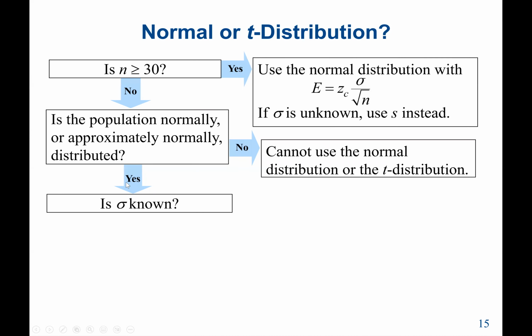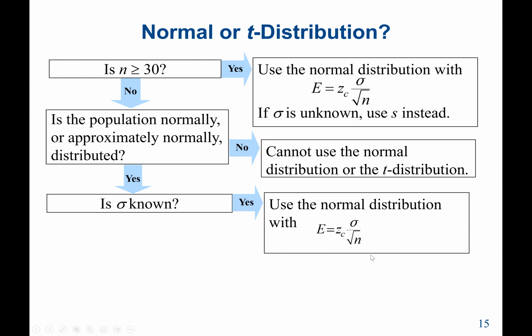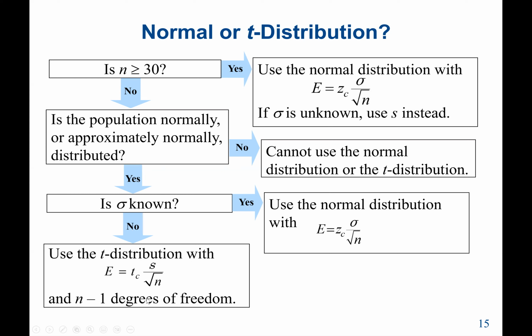Now, if it's yes, we ask whether the population standard deviation is known. If it's yes, then we can still use the ZC times the population standard deviation over the square root of the sample size. If it's no, then that's what we did in this example. We use the t distribution with E equal to the TC, which is the critical value, times the standard deviation of the sample divided by the square root of the sample size, with degrees of freedom n minus 1.